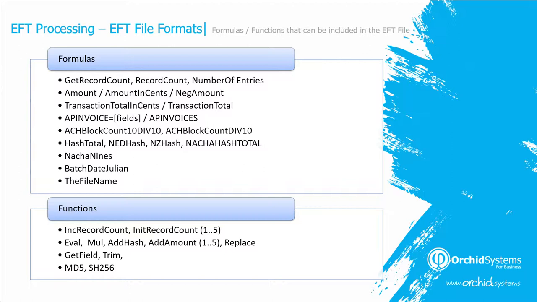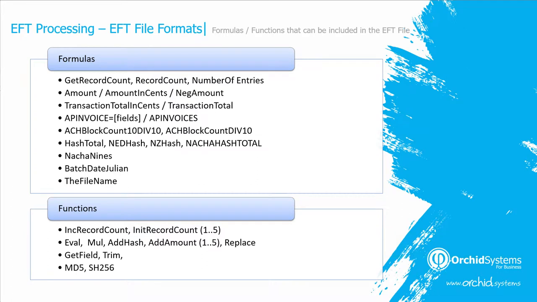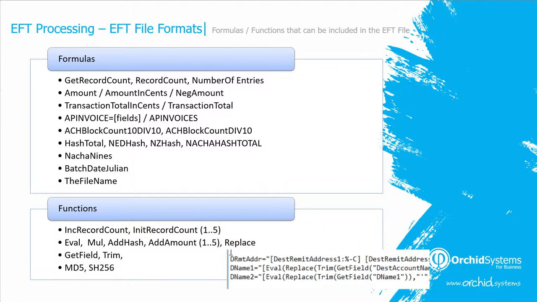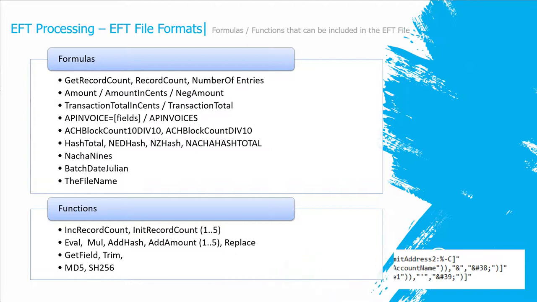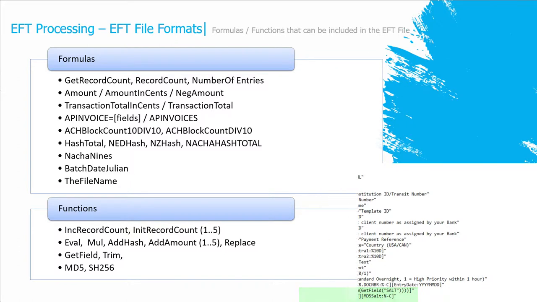And you've also got a number of functions to help you calculate the record count if you perhaps want to increase the record count more often than is actually happening. You've got 5 different record counts. You might want to count the batched count and have a record count. You can also do evaluations, multiplications, additions, and hash totals yourself. We also have a function called replace where you can replace special characters with spaces, for example. And you can get fields, trim fields, and work out the MD5 or SHA256 calculations.